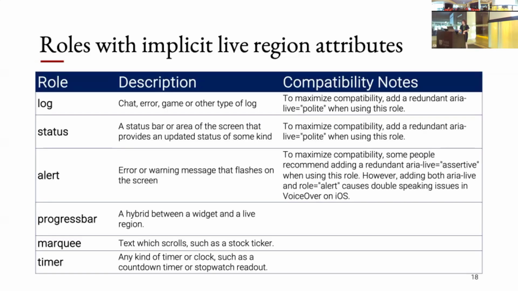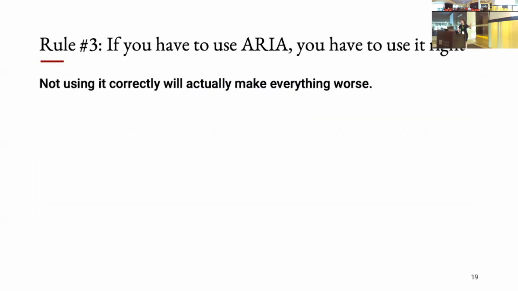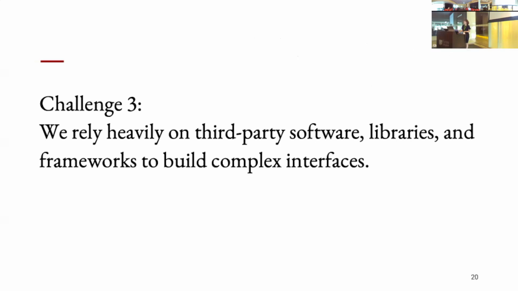And then rule number three of ARIA: if you have to use ARIA, you have to use it right. Not using it correctly will actually make everything way worse. If you go to the screen reader survey that I had mentioned before, if you use ARIA on a web page, the likelihood of having other ARIA errors get flagged skyrockets. And a lot of that is due to misusing it. Some ARIA attributes have child dependencies, so if you put ARIA on one thing and not on those child elements, you're going to get issues there because it hasn't been implemented correctly.